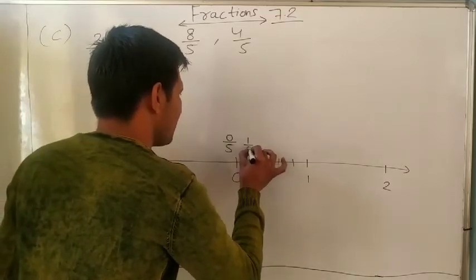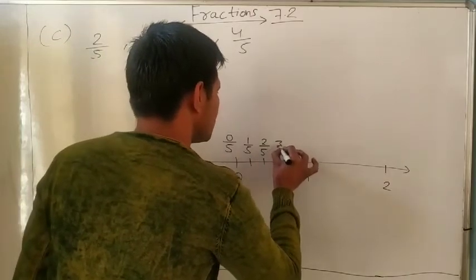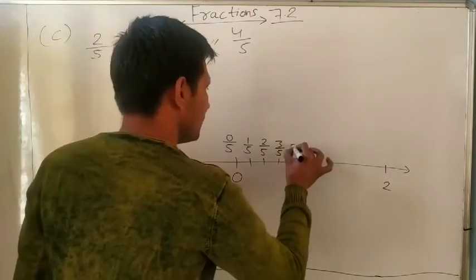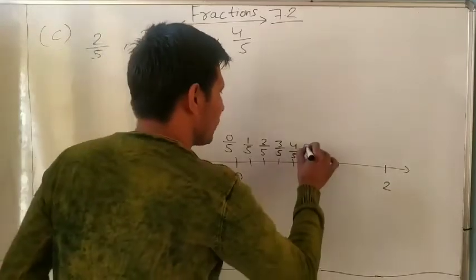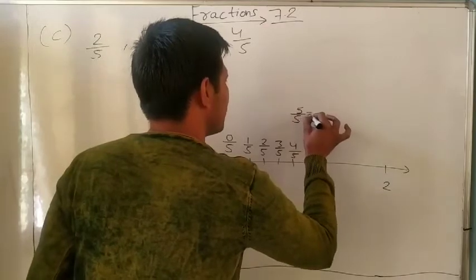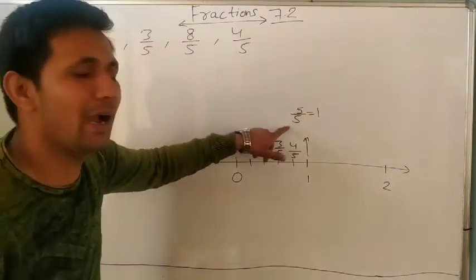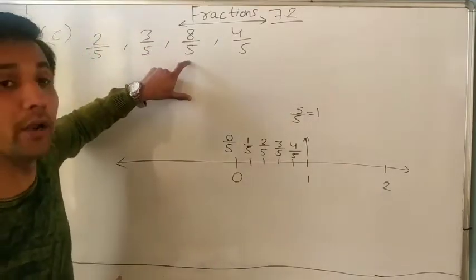Next is 1 upon 5. Next is 2 upon 5. 3 upon 5. 4 upon 5, and 1, what can you write? 1 we can write 5 upon 5 equal to 1, because 5 divided by 5 always comes 1. Now, we must represent 8 upon 5 also.